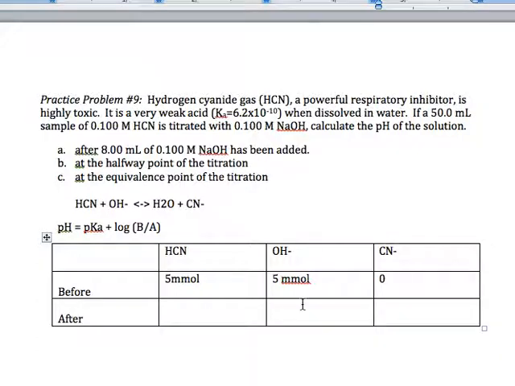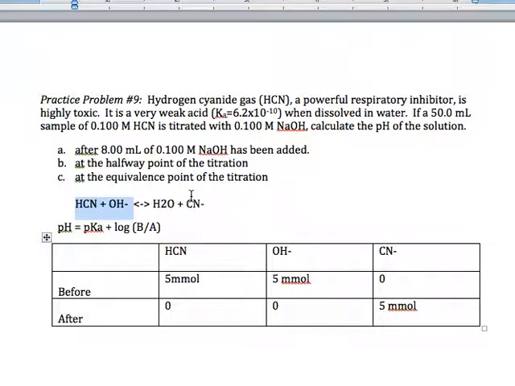Don't have any conjugate base yet. And we don't have anything that's limiting. These are going to react to completion, but it's going to leave me with 5 millimoles of cyanide. Again, these two are going to react to completion.